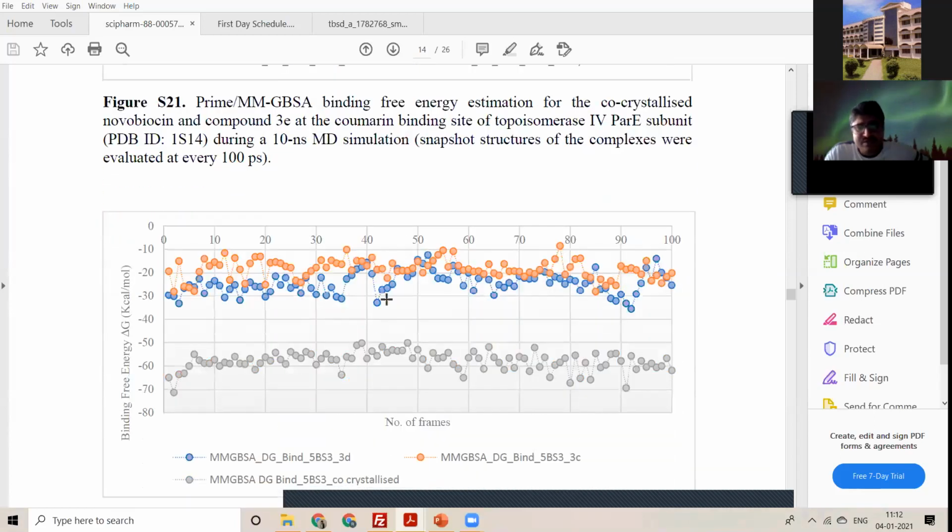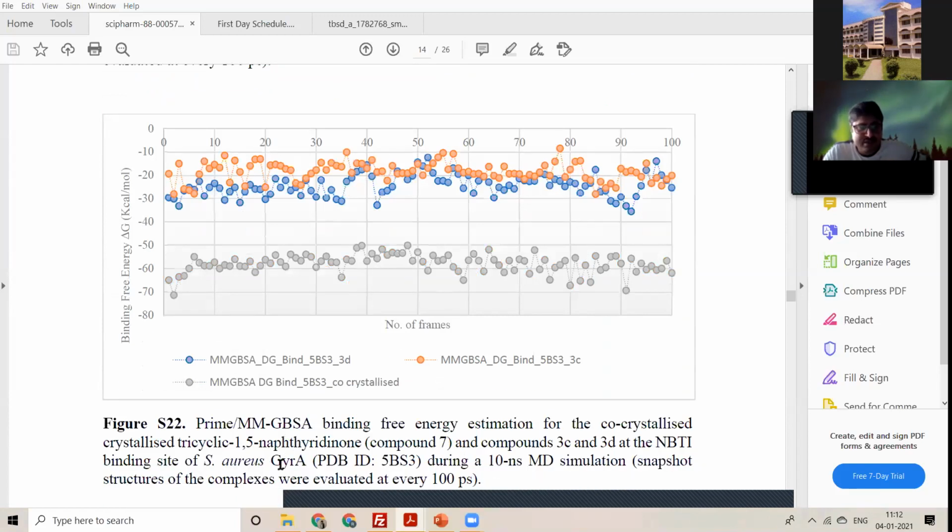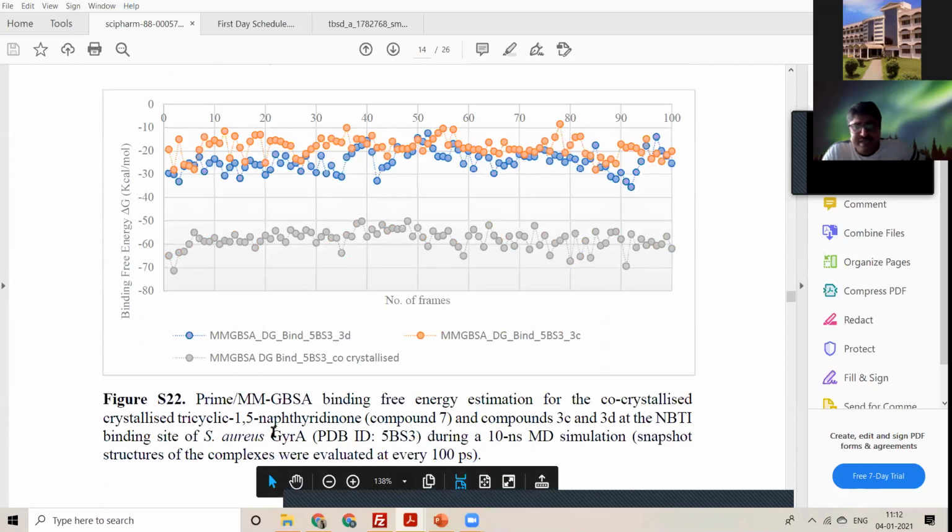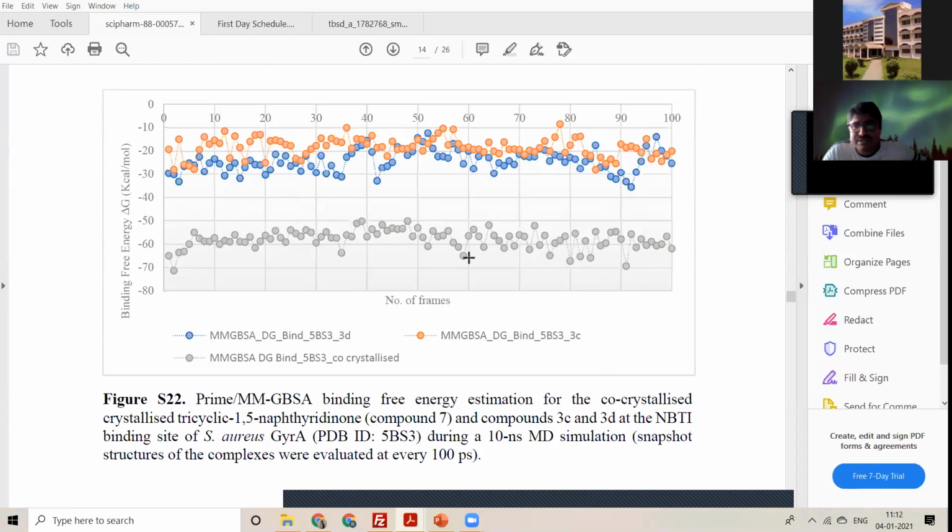And then we also compared at another binding site, which is the NBTI site. So it's the novel bacterial topoisomerase inhibitor site of the DNA gyrase A subunit. And when we simulated and calculated the binding energy of our compound, it was this much, which is very low as compared to the binding energy of the co-crystallized structure.